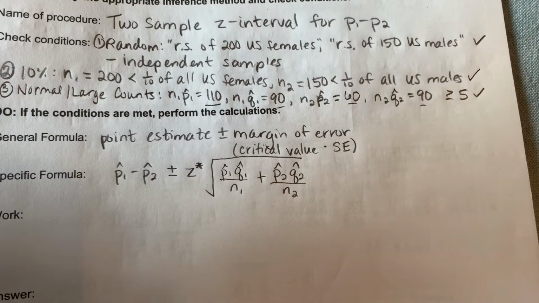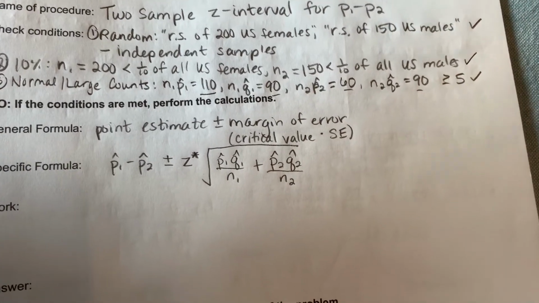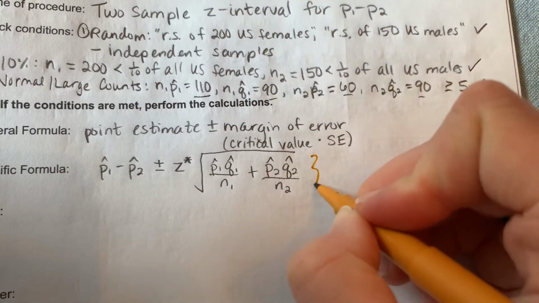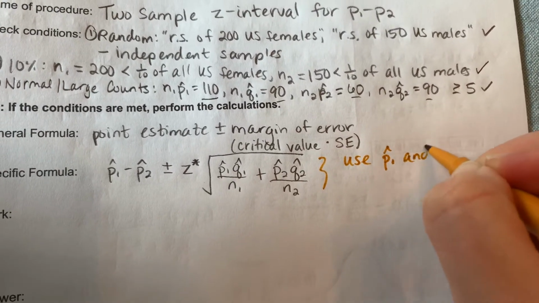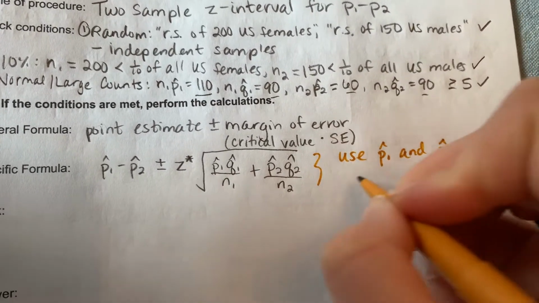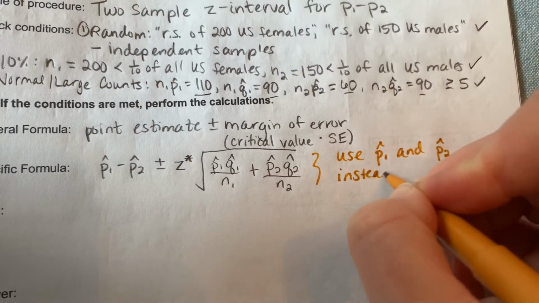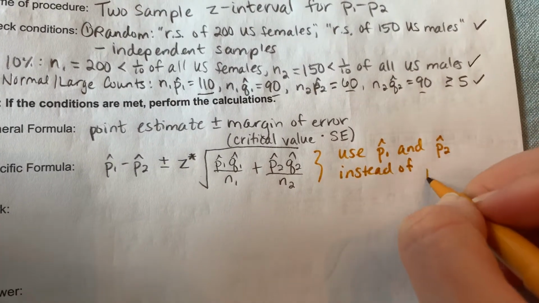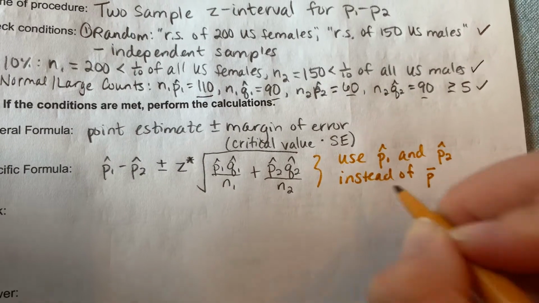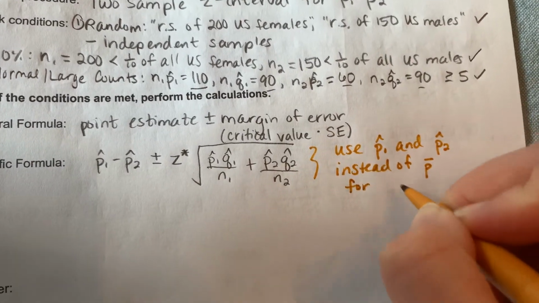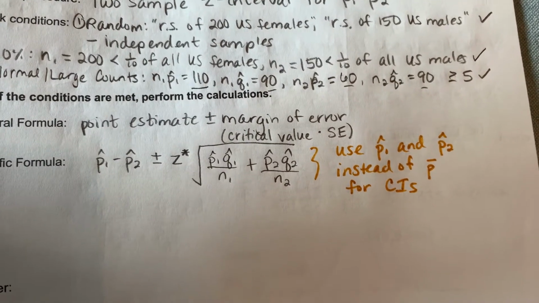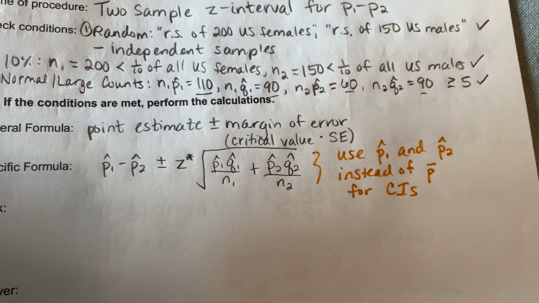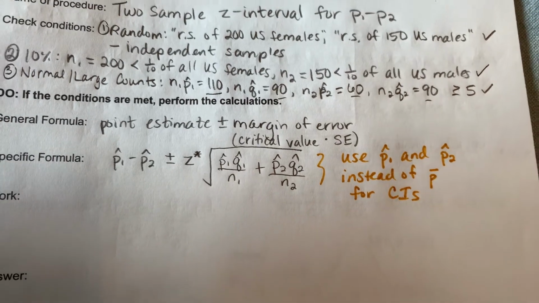That's our standard error. So again, I want to emphasize that here we are using P1 hat and P2 hat instead of P bar, that pooled proportion, for confidence intervals. That's only true for confidence intervals. For hypothesis tests, we have to use that pooled sample proportion, P bar.